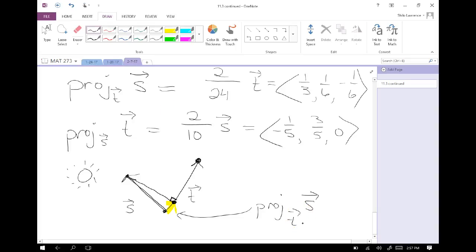If I do the shadow of T onto S, and I think of the sunlight as being over here, that is not perpendicular. That's a little better. It's better than the last one. There, I did both of them. That is the vector projection of T onto S.